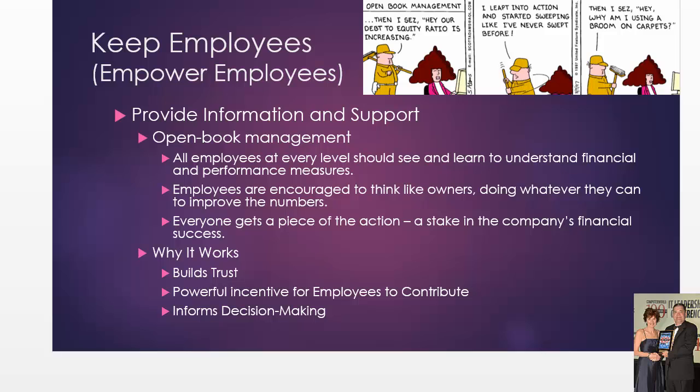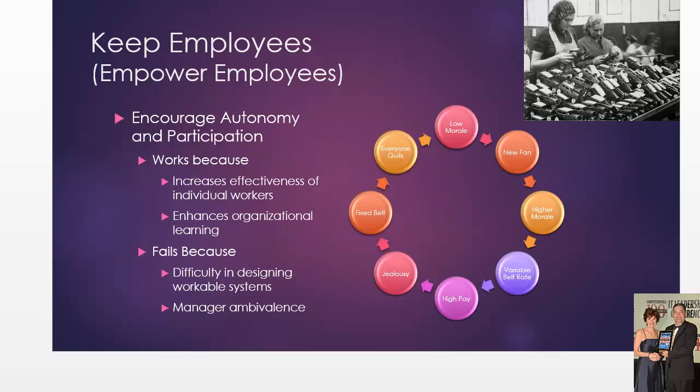In this case, we're talking about keeping employees by empowering employees through autonomy and participation. It talks here about why it works, for very similar reasons. Again, we're enhancing organizational learning. And then some of the reasons why it fails: difficulty in designing workable systems, and managers don't really think it's going to work. So let's go over to the right here. You see an interesting picture of workers who are building toys.